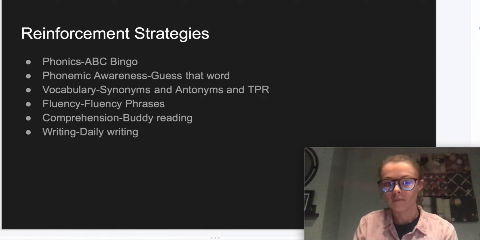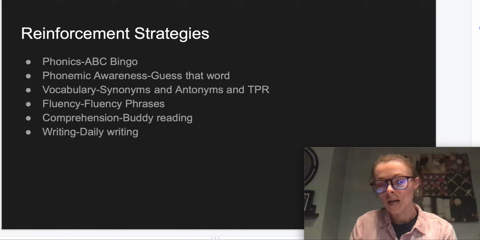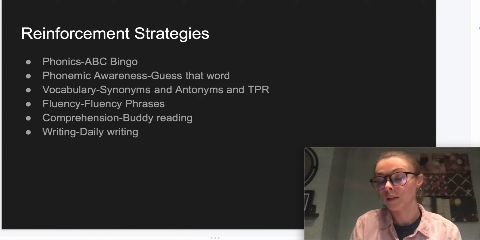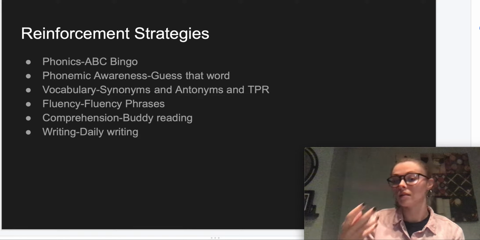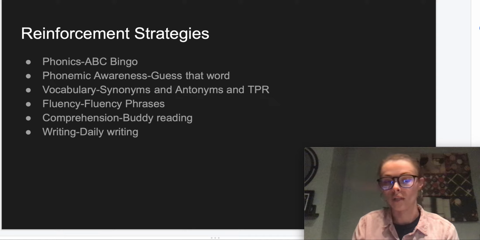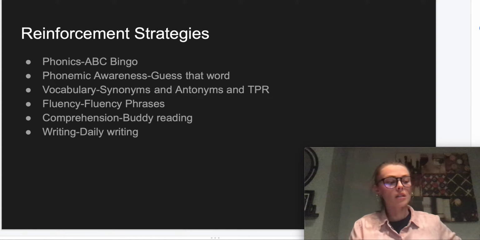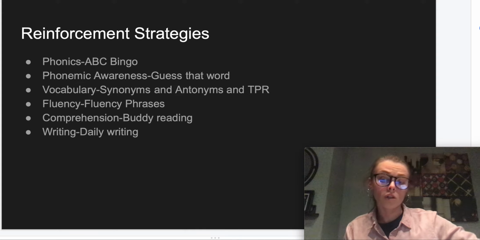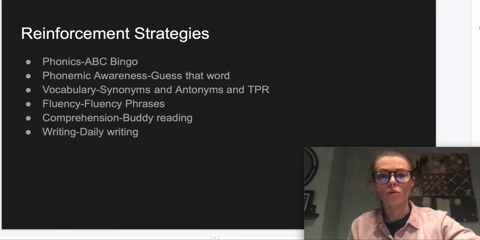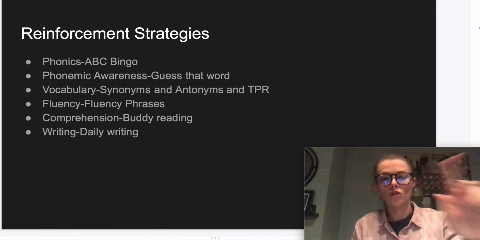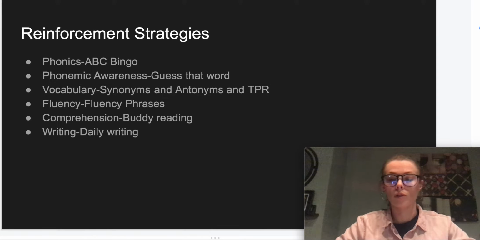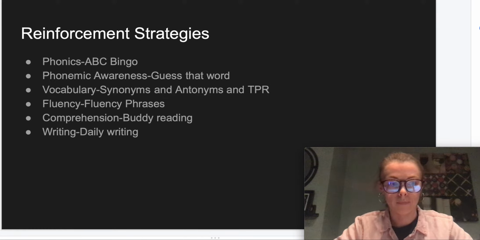Next up, for vocabulary, a strategy you could use is synonyms, antonyms, and TPR. With TPR, we know that if you are incorporating movement into whatever you are doing, it makes it definitely a lot more memorable for students. And then as far as integrating synonyms and antonyms, you are also going to be exposing your students to many more words versus just the one word that you would have with your single vocabulary word.